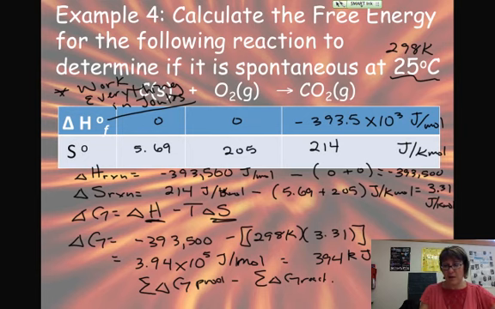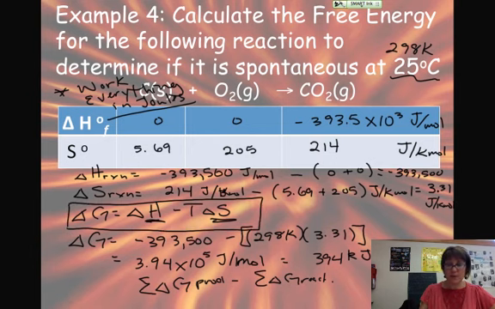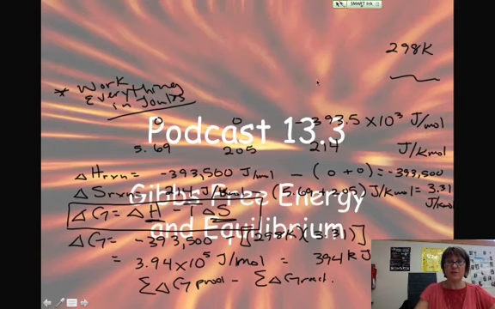But usually in an AP chemistry problem, you're not going to be given a table in the back of your book. You'll be given data about entropy and enthalpy. So use delta H minus T delta S to calculate the delta G. Got it? Okay, that's it for podcast 13.2.